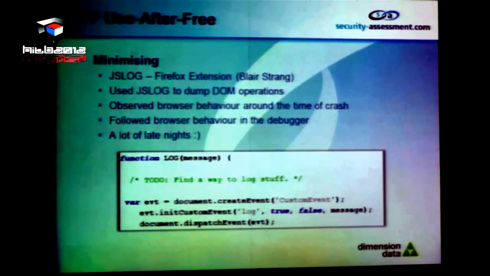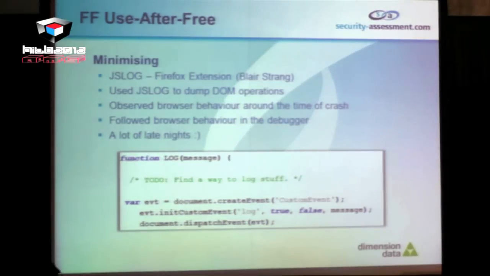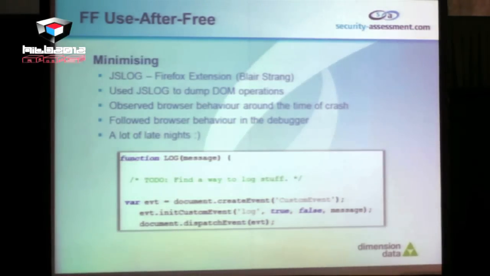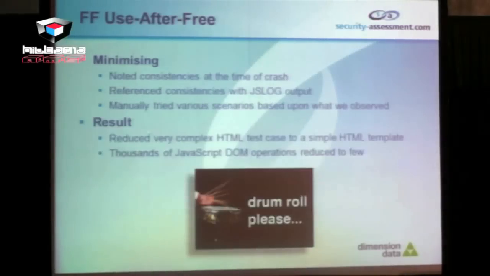The way it works is that there is a log function, which you see in the screenshot. You create a custom event in the DOM, and JSlog is waiting for that custom event to trigger. When the log function is called by Crosspath, it initiates the event that JSlog is waiting for, and then logs the content of the operation. That allows us to make a huge list of JavaScript operations performed by Crosspath, and that's part of minimizing the test case.